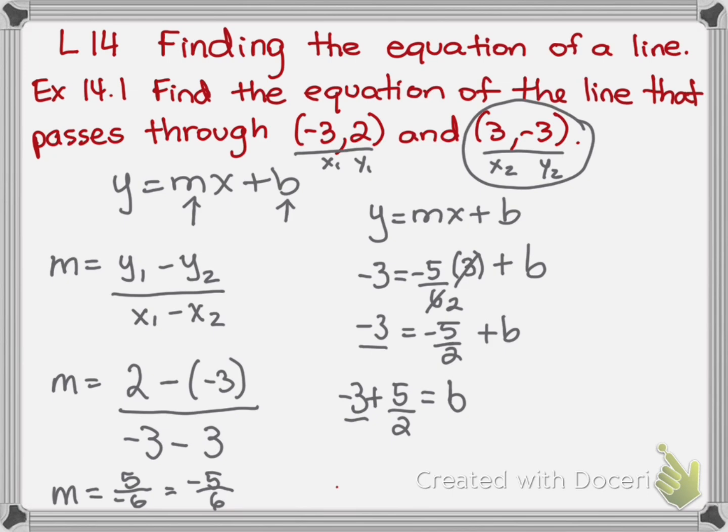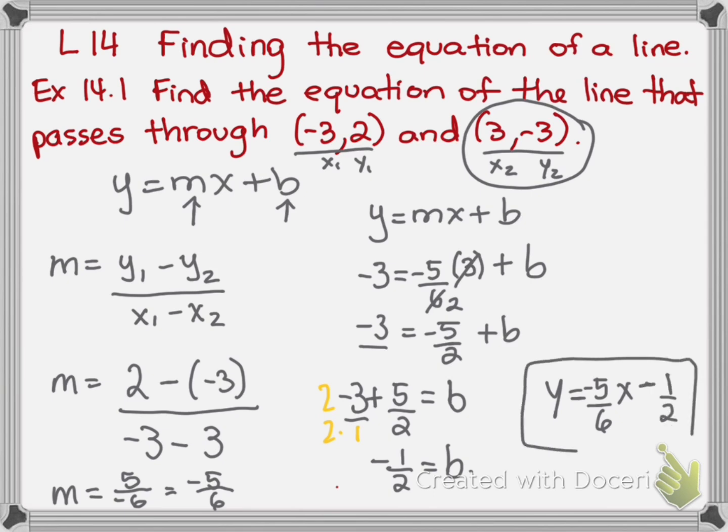In this case, we have to do common denominator so that we can actually add these, and that's going to be negative 6 plus 5, which is negative 1 half. And that's b. Now notice that we have the two things that we were looking for, that we were missing. So now that we have both the m and the b that we needed, we're going to write our final answer, which is y equals the m that we found, which is negative 5/6, x plus the b, which in this case is minus 1 half. And that would be our final answer.